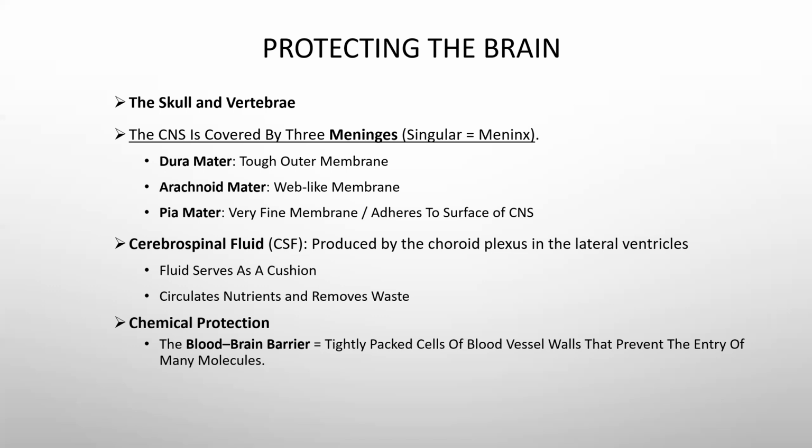Okay. Now you also have cerebral spinal fluid, CSF, that is produced by the choroid plexus in the lateral ventricles, and it serves as a cushion for the brain, but it also circulates nutrients and removes waste. Okay, and then lastly, there's a chemical protection for the brain as well, and that is called the blood-brain barrier.